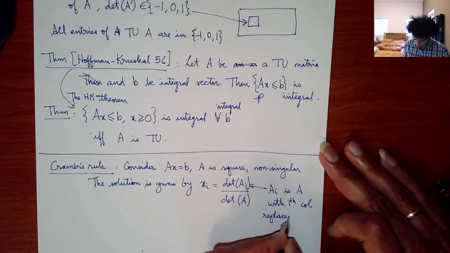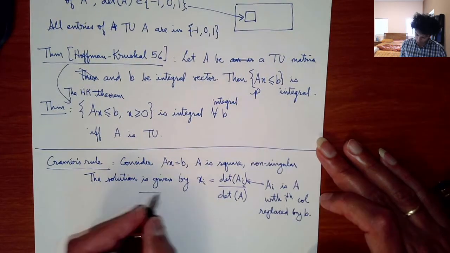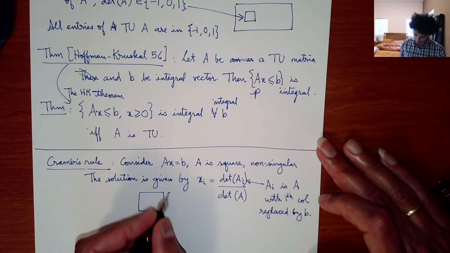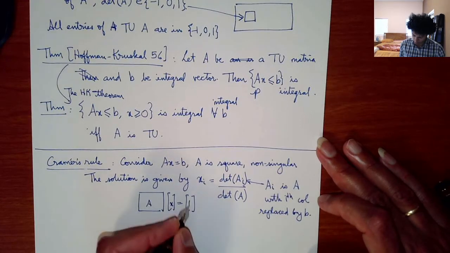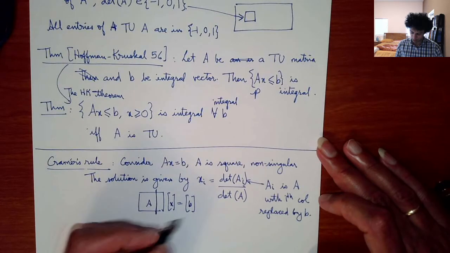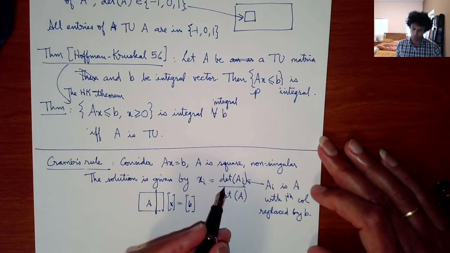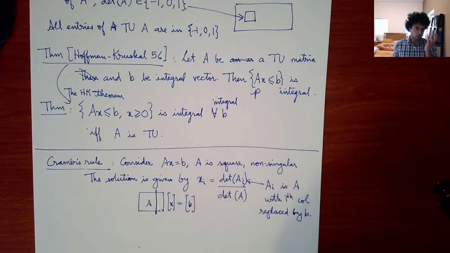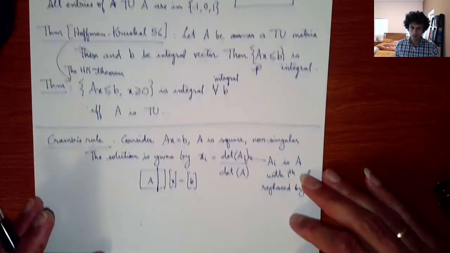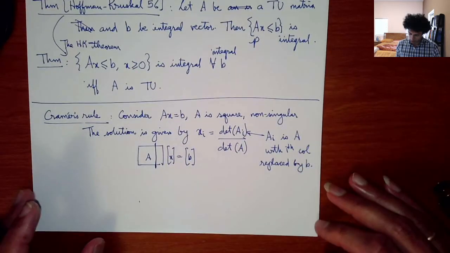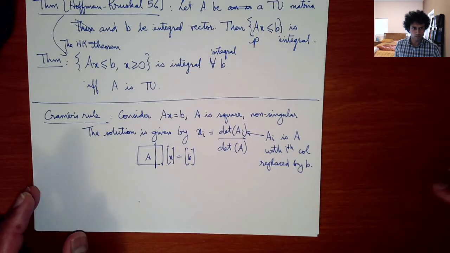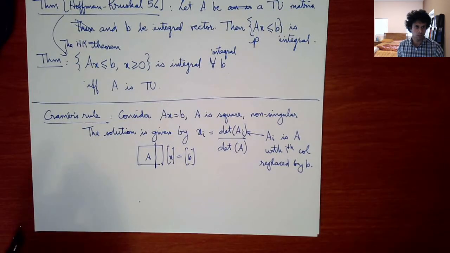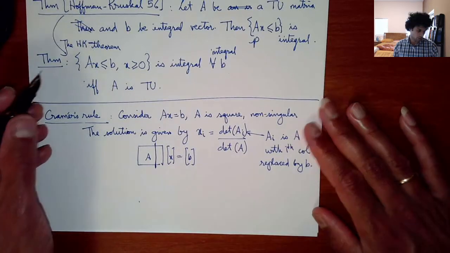replaced by b. So it just says that here's your square submatrix. You want to solve Ax equal to b. This is x, here's A and b. And A_i is, you take the ith column and replace it with b. You compute the determinant, and this gives you the solution. Now it turns out that this basic theorem that we all know from high school is actually just going to be the key tool that we use to prove the Hoffman-Kruskal theorem.